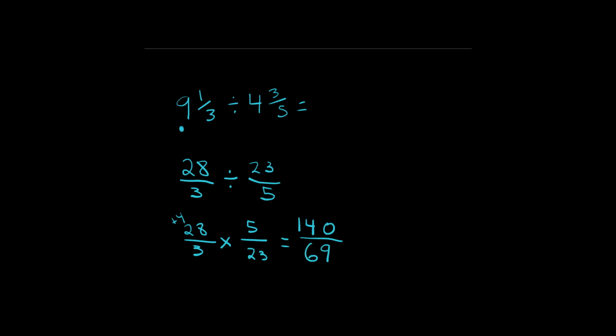Alright, so now we have our division problem set up. So how many 69s can go into 140? Alright, so we're going to have a big denominator here. I know that 70 plus 70 is 140, so 2 of the 69s can definitely go into 140. And then we're going to have 2 left over.